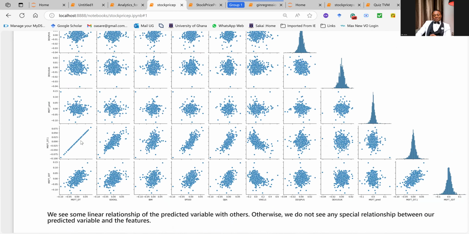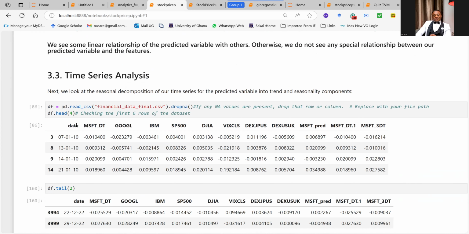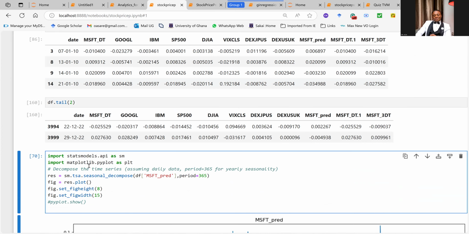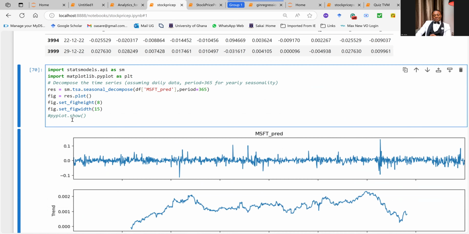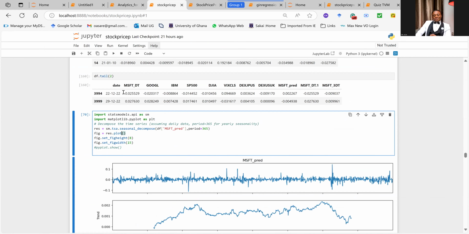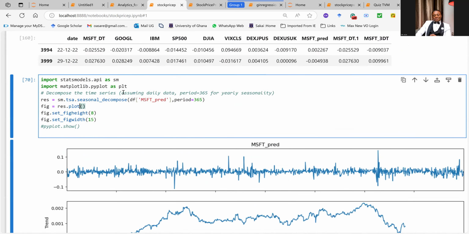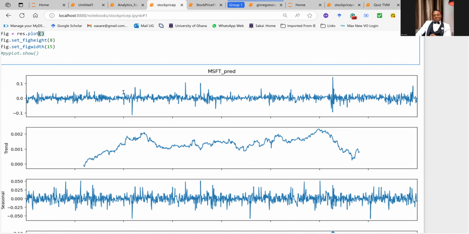So first look at this. After the data is shown, this is the seasonal decomposition. In this seasonal decomposition, run yours. You will notice that this is daily data, and because it's daily data, the period is 365 days for yearly seasonality. If you use this command to undertake the seasonal decomposition, just for the predicted data, it will tell you how the data looks.